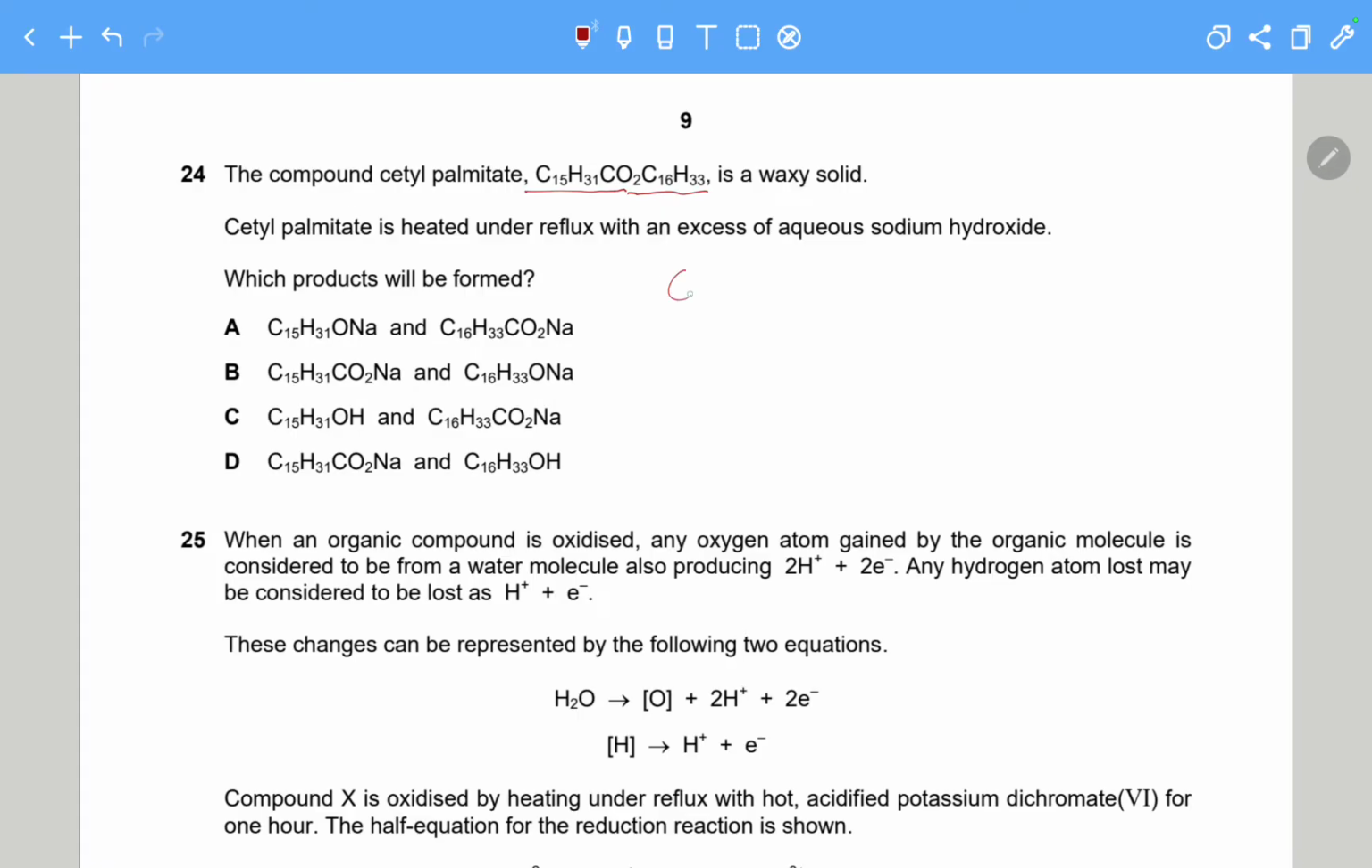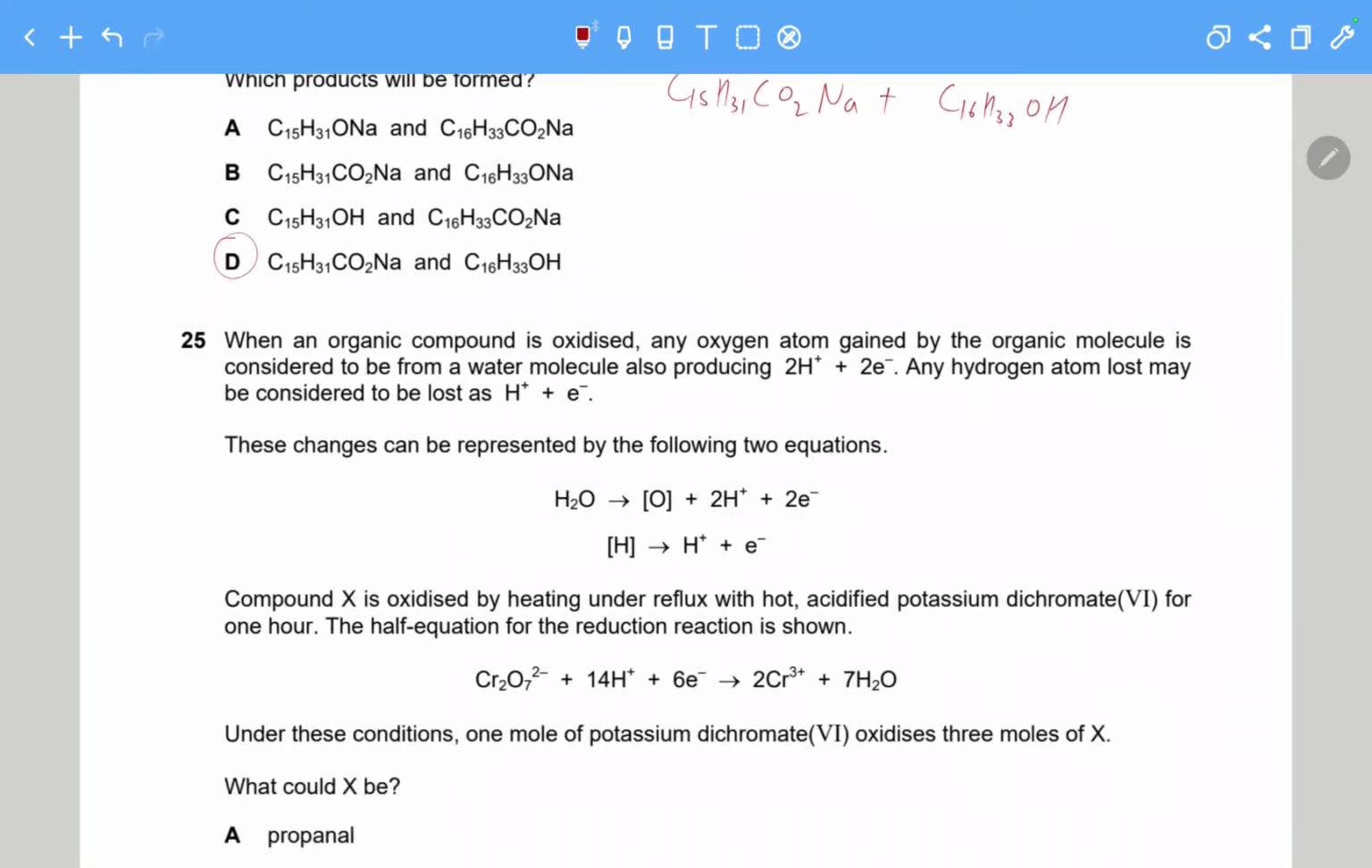So C15H31CO2Na will be one product, sodium palmitate, because it's an alkaline hydrolysis, you will not get the carboxylic acid, you will get the salt of the carboxylic acid, and you will get the alcohol, which is C16H33OH. And the only option that corresponds to this is option D. So that's the correct answer.